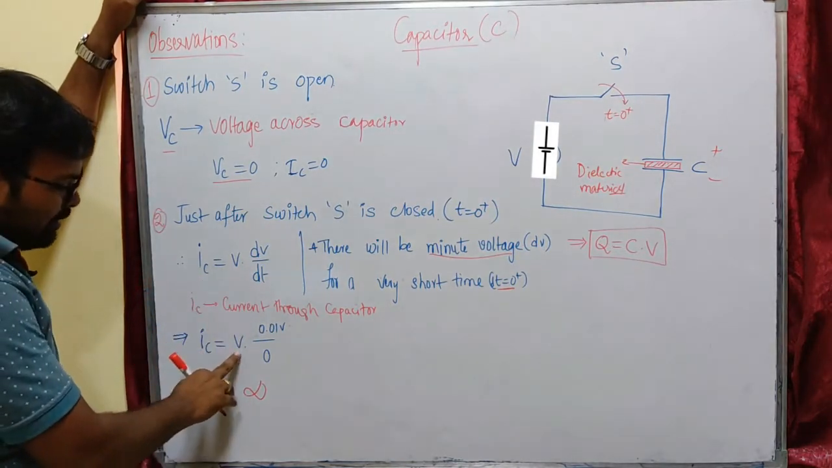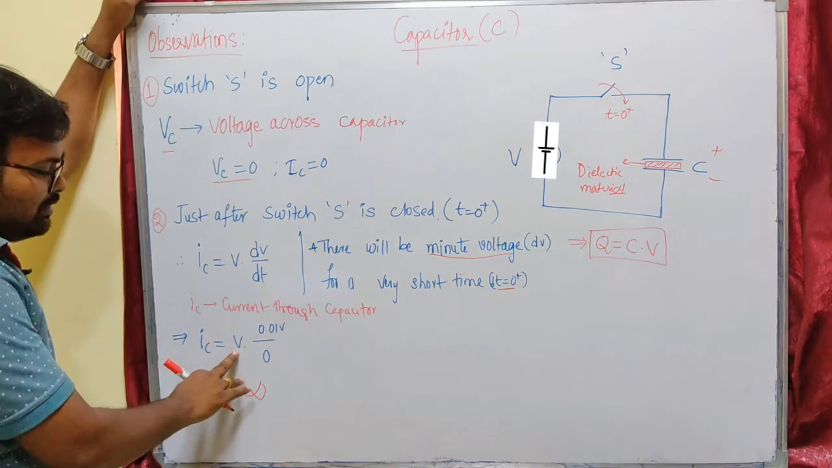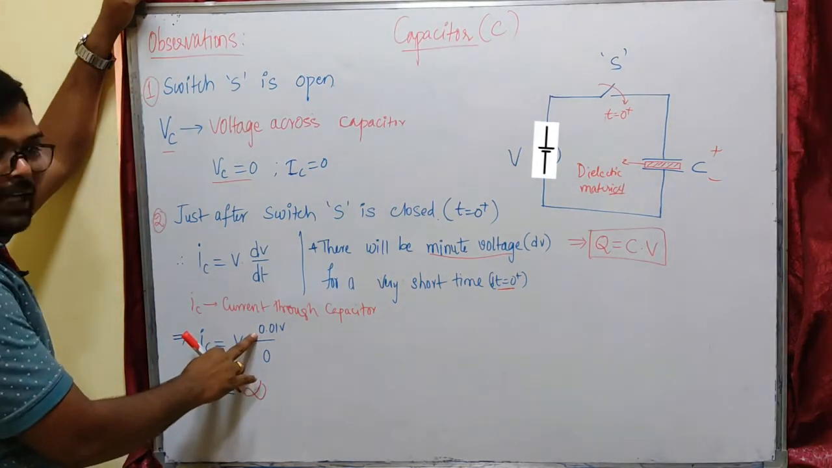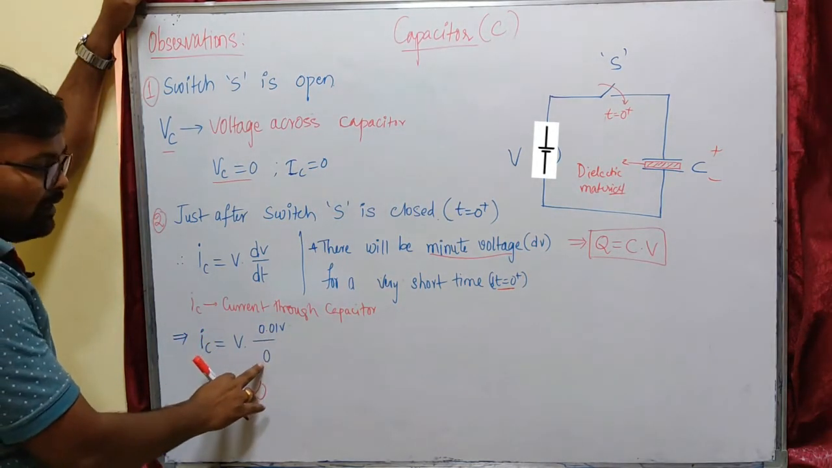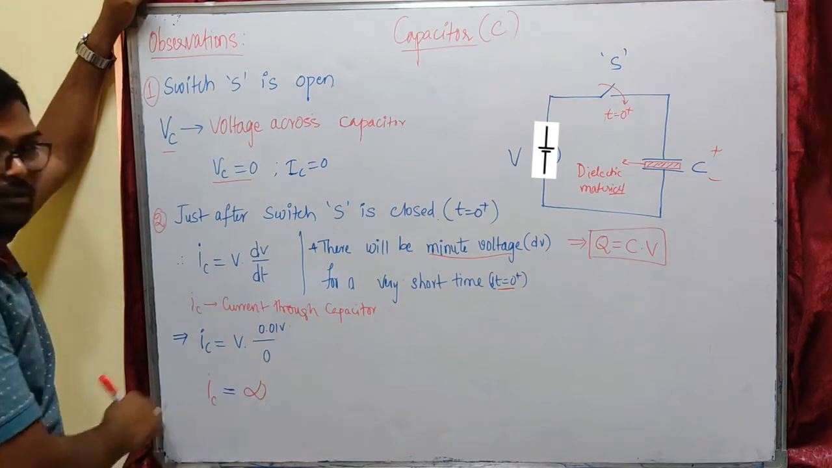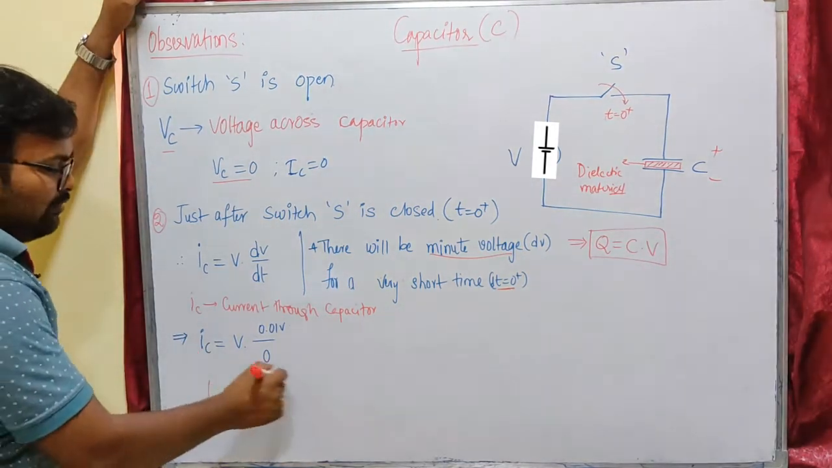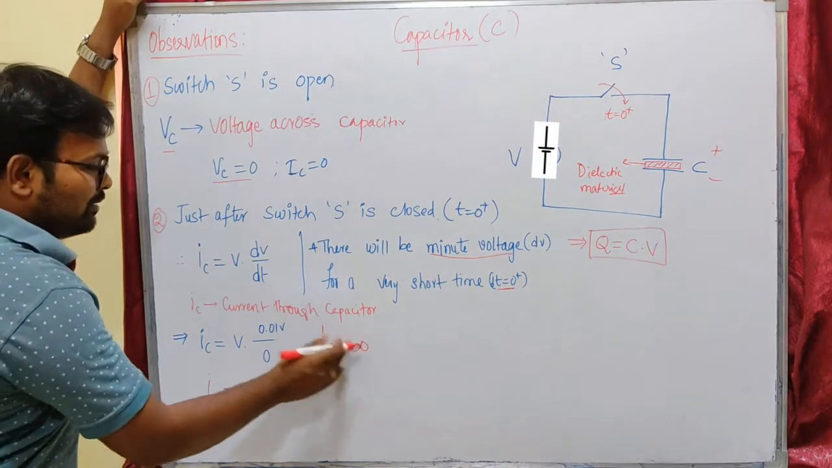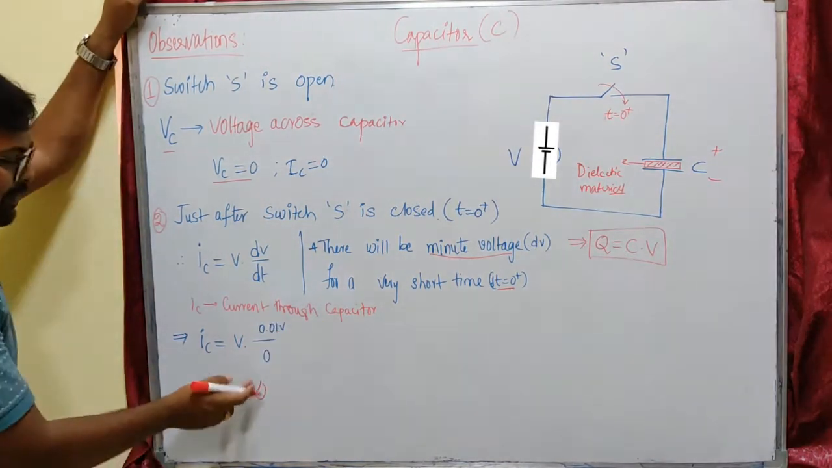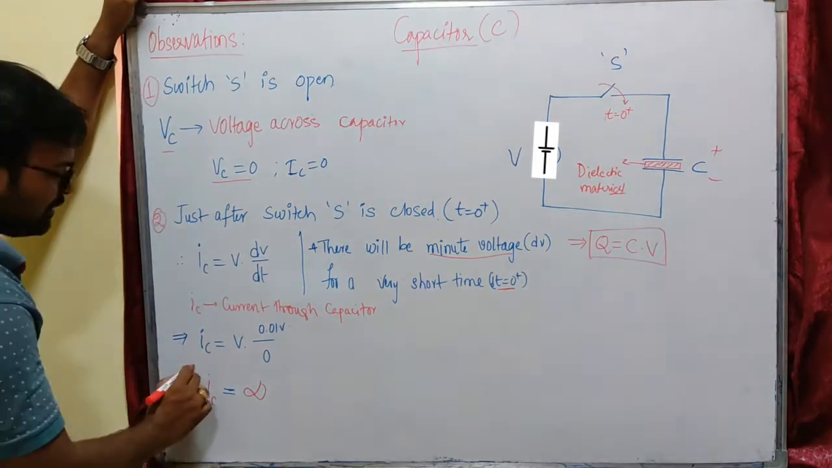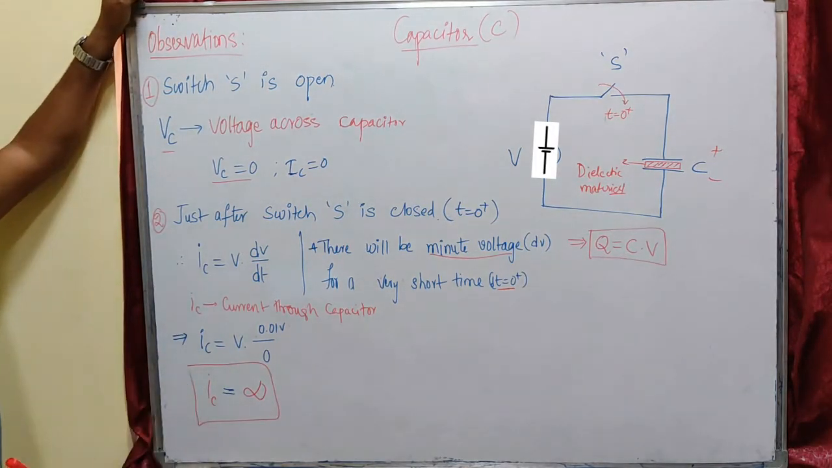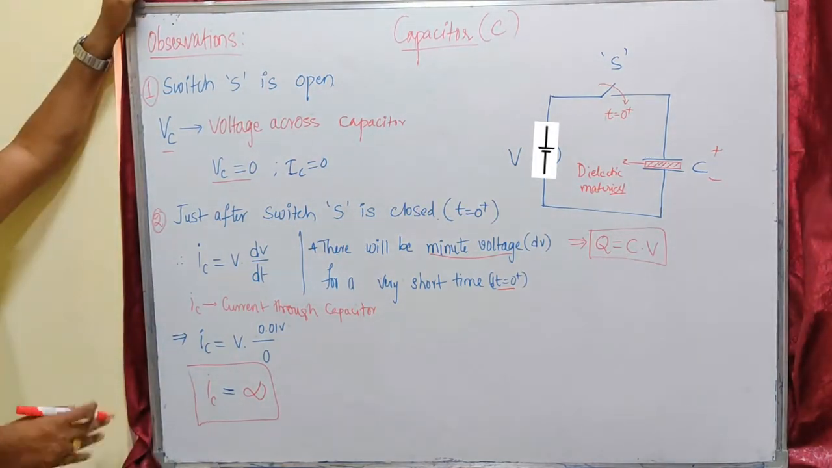Now the current through the capacitor just after switching is C times dV, which is a very small fraction, say 0.01, divided by the time dt, which is very small, almost equal to 0. Here you can see the denominator is 0. 1 by 0 is infinite, so we get the current through the capacitor as infinite. Is infinite current possible practically? No, it is not possible.